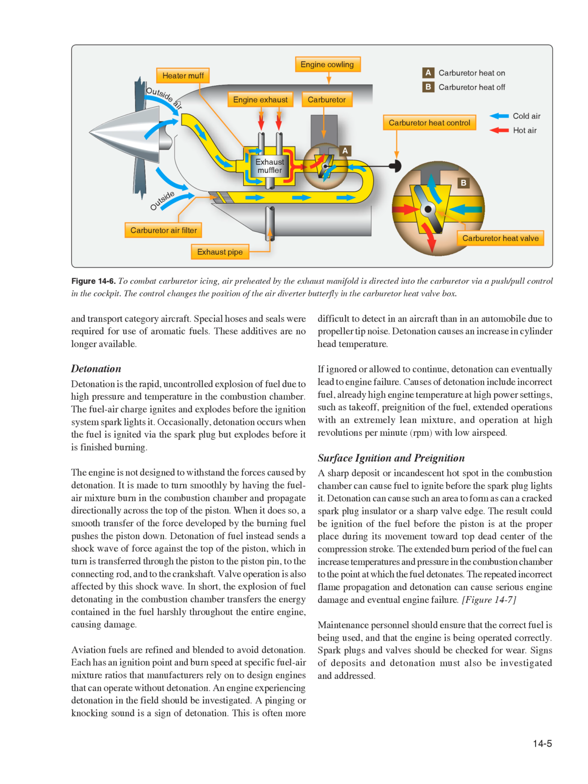It is made to turn smoothly by having the fuel-air mixture burn in the combustion chamber and propagate directionally across the top of the piston. When it does so, a smooth transfer of the force developed by the burning fuel pushes the piston down. Detonation of fuel instead sends a shock wave of force against the top of the piston, which in turn is transferred through the piston to the piston pin, to the connecting rod, and to the crankshaft. Valve operation is also affected by this shock wave. In short, the explosion of fuel detonating in the combustion chamber transfers the energy contained in the fuel harshly throughout the entire engine, causing damage.